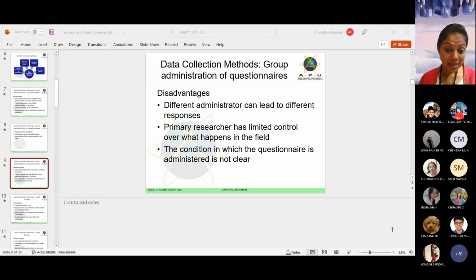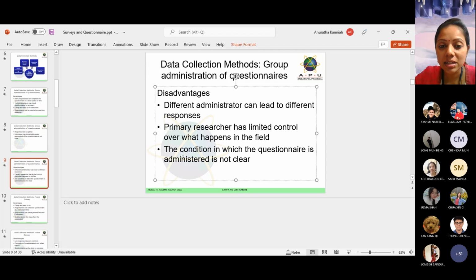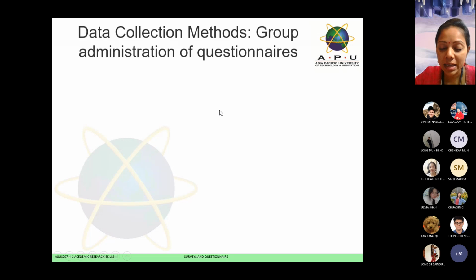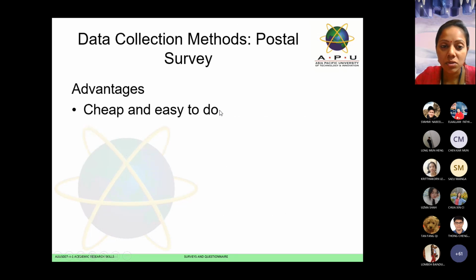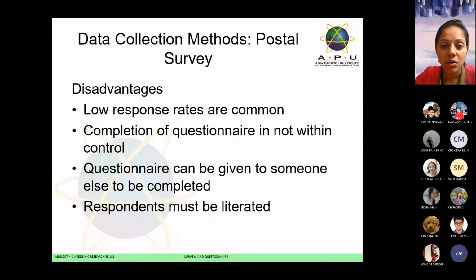Okay, you may be upset, right? So that is what we mean by the condition is not clear or it's not within our control. Okay, so that is something that we have to remember, right?